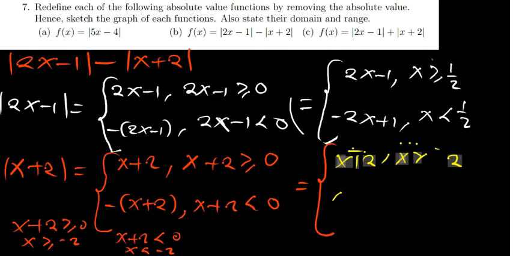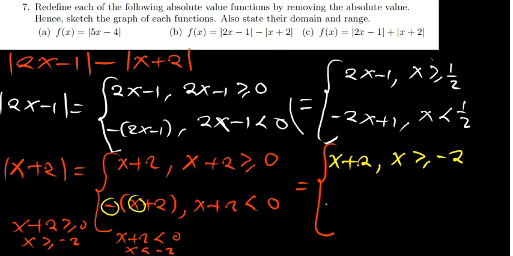Let me just do this. For this one, we know that it's going to be x plus 2. We have already found the value of x. For x has to be greater than or equal to negative 2. Next, if I multiply this negative by this, it's going to give me negative x. The negative times positive 2 is going to be negative 2. For x has to be less than negative 2. I'm done with the second part, redefining now.